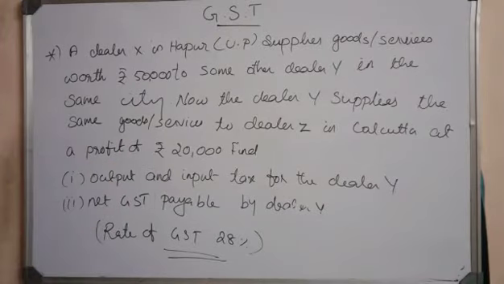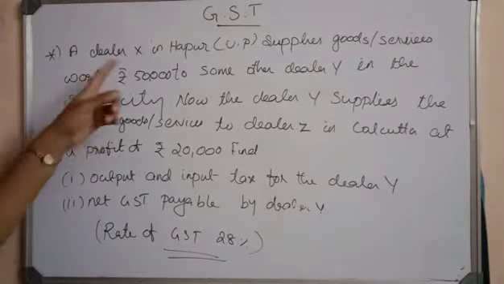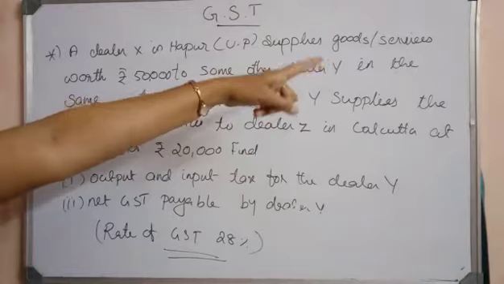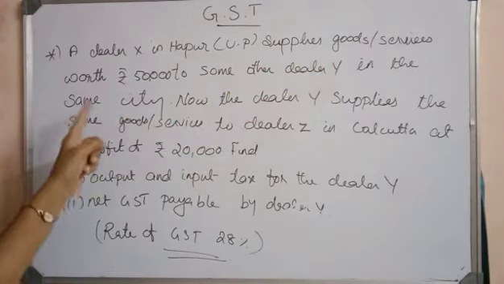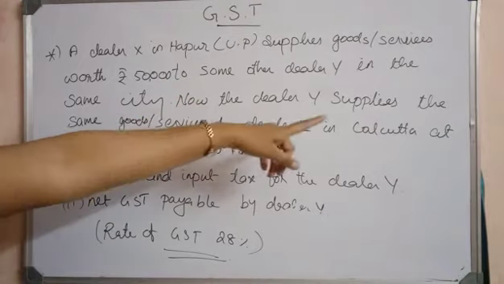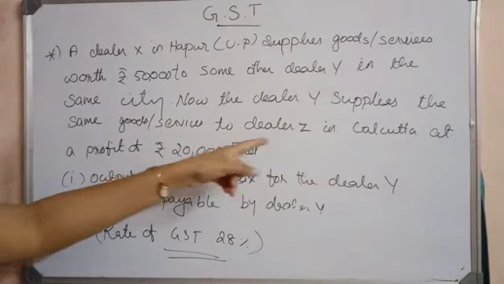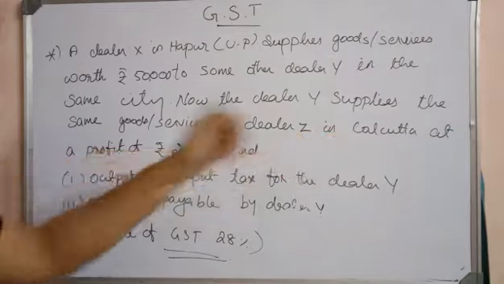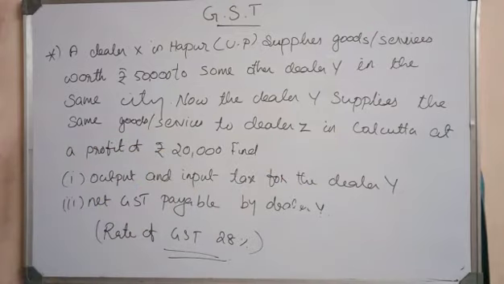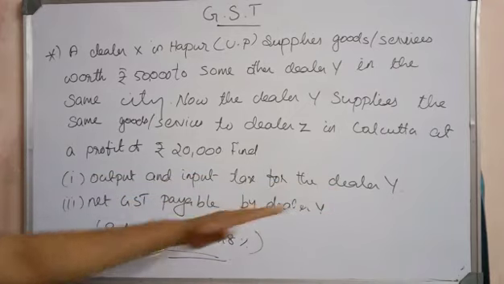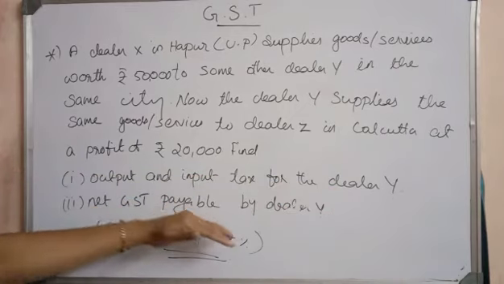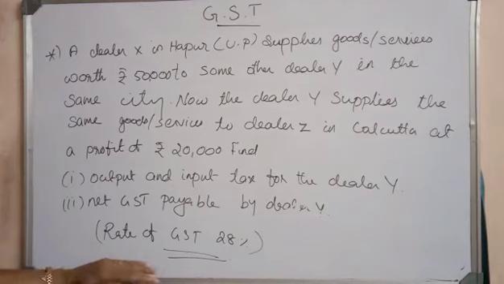Now this question is for you. Solve it and let me know the answer. A dealer in UP supplies goods or services worth rupees 50,000 to some other dealer Y in the same city. Now the dealer Y supplies the same goods or services to dealer Z in Kolkata at a profit of rupees 20,000. Find the output and input tax for the dealer Y and the net GST payable by the dealer Y, given the rate of GST is 28%. Solve it and let me know the answer.